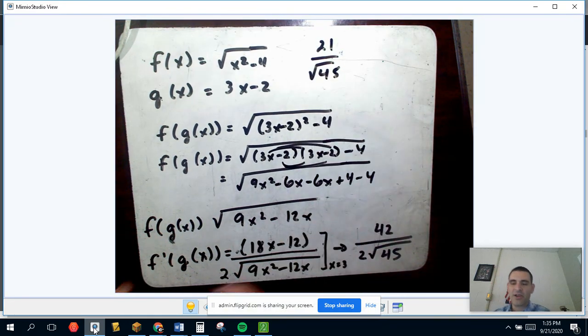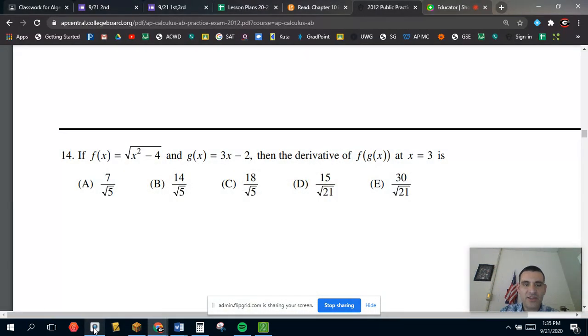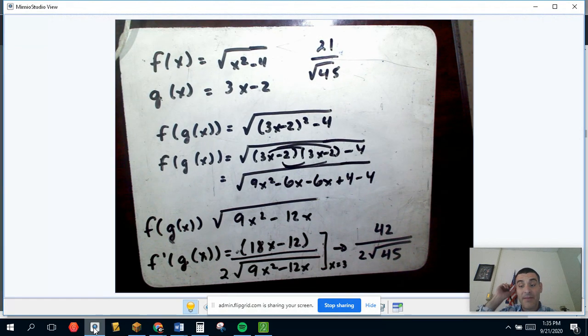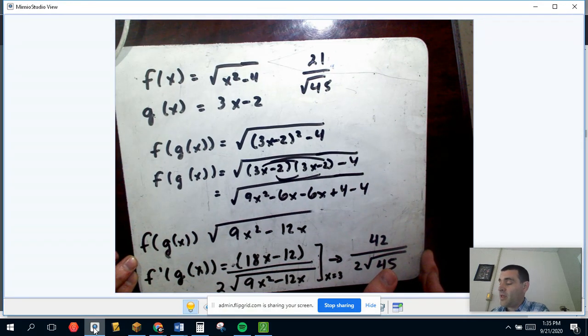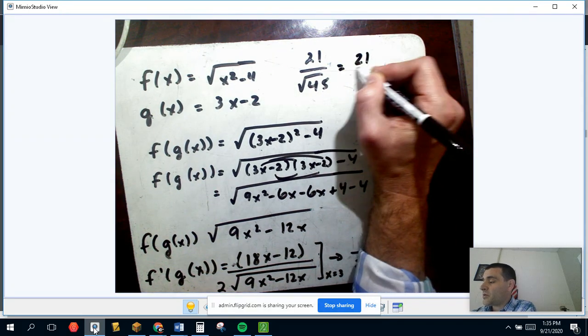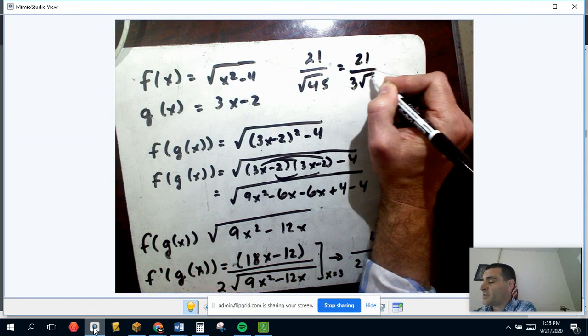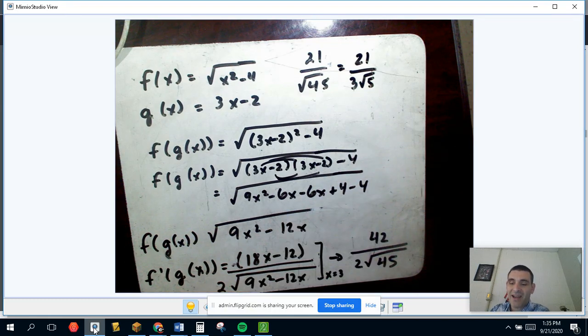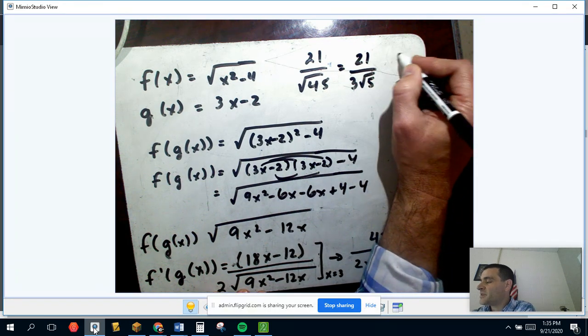Remember, they don't want a calculator here. So let's look at our answer choices. Okay, so none of those are right yet because they rationalize the denominator. All right, so root 45, if you remember your algebra, that's 3 root 5. Square root of 9 times square root of 5 is root 45. 21 divided by 3 is 7.